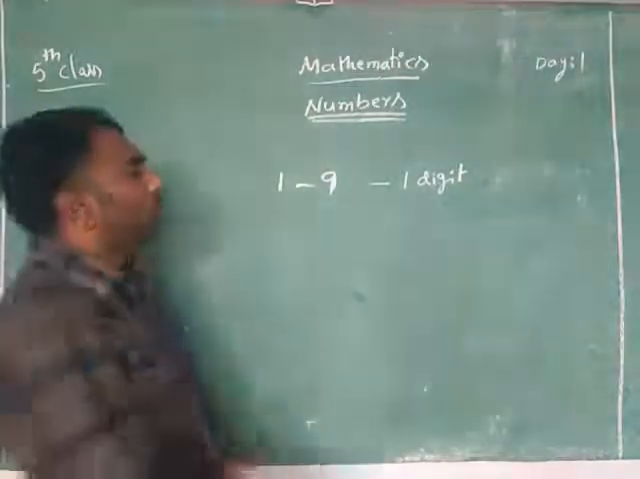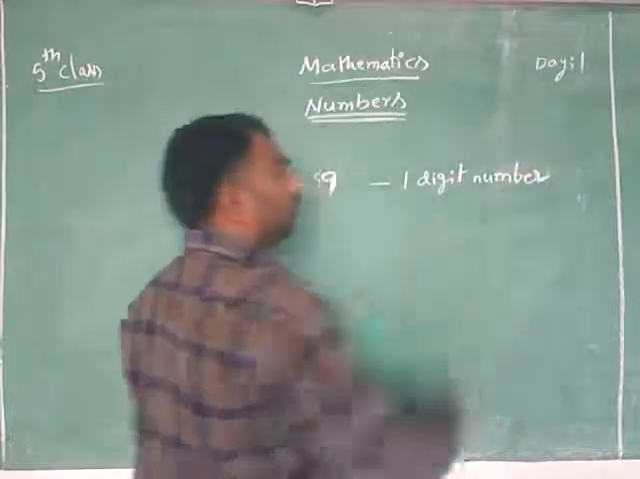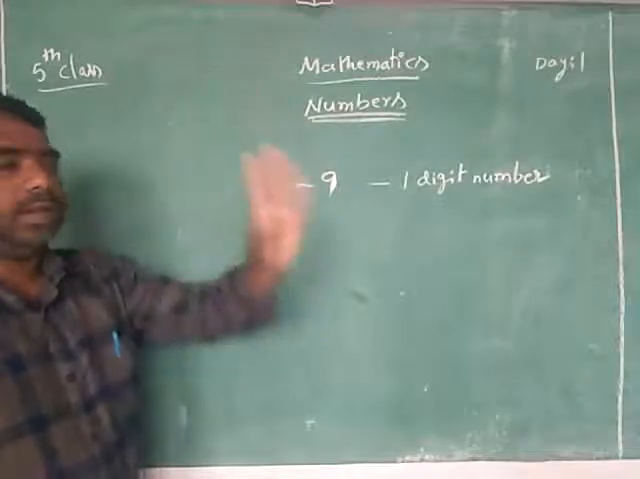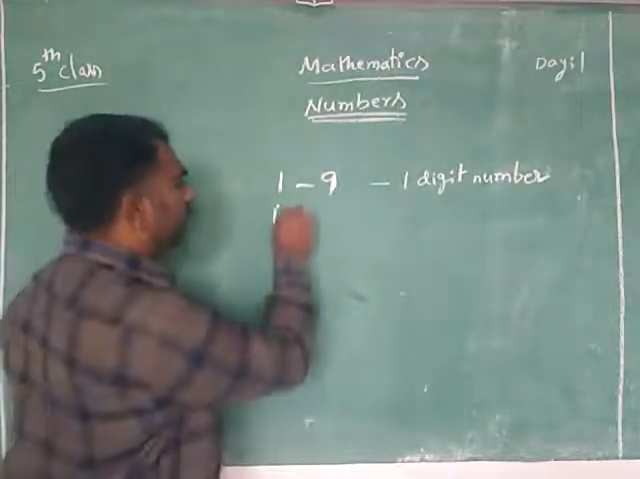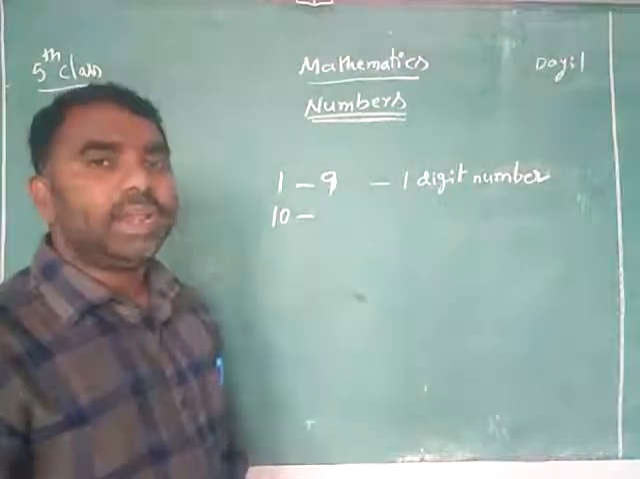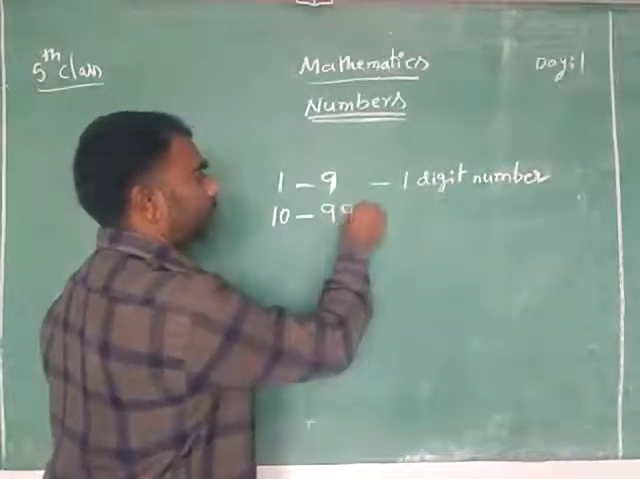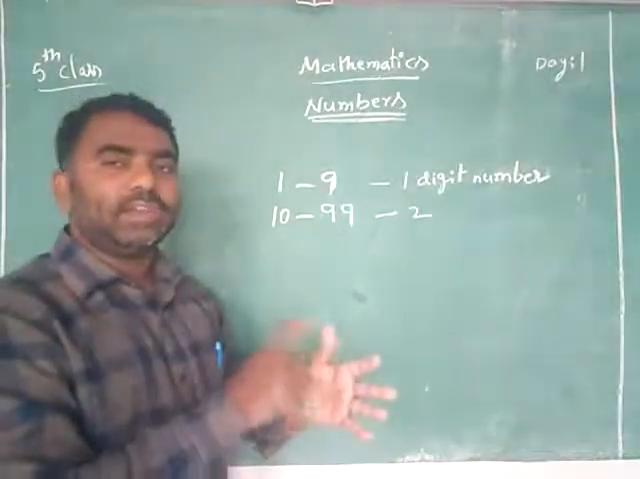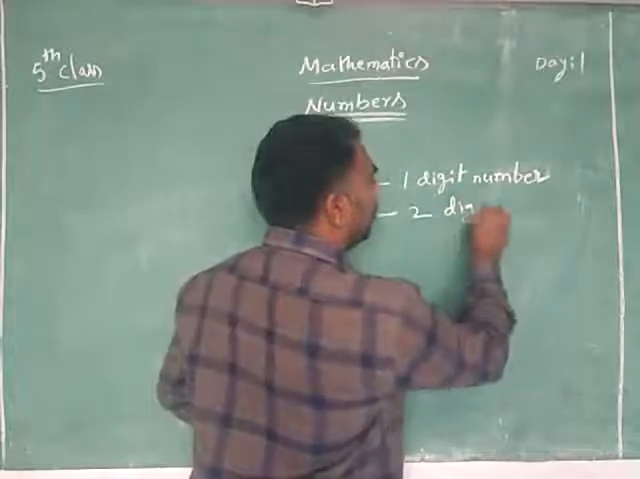Where do the two-digit numbers start? After 9, the next number is 10. 10 means 1 and 0, so there are two digits in that. That's why two-digit numbers start from 10 and end at 99. These are all 10 to 99: 10, 11, 12, 13, 14. These numbers are called two-digit numbers.